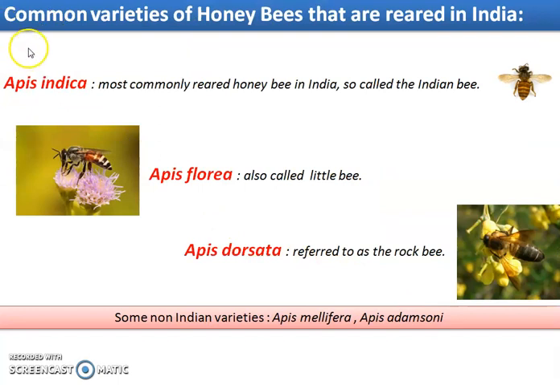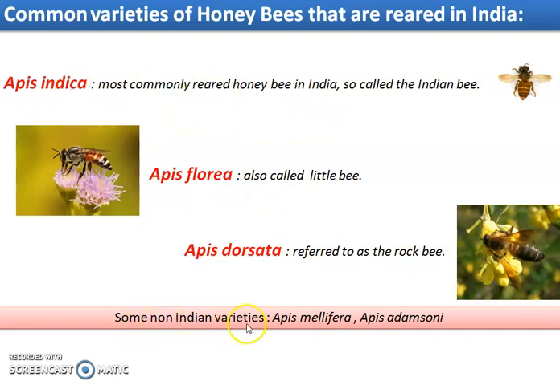Now, what are the common varieties of honeybees that are reared in India? 3 names are here, they are all Indian varieties: Apis indica, Apis florea and Apis dorsata. Apis indica is most commonly reared honeybee in India. It's also called the Indian bee, this one. Apis florea is the little bee. People rear them also, but the most common one, if asked, it is Apis indica. Apis dorsata, called the rock bee. All 3 varieties are reared, but whichever is in higher percentage which are reared, that is Apis indica.